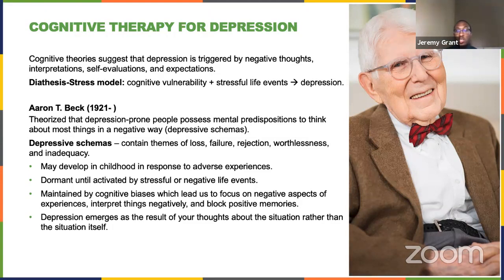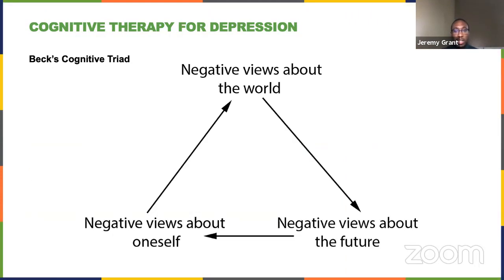And so he theorized that these depression-prone people have certain depressive schemas, certain depressive ways of thinking, certain cognitive biases that make them focus on the negative aspects of life rather than the positive ones, and interpret situations as negative in a consistent way. One of the things that he pioneered was the cognitive triad: that people with depression have negative views about the world, negative views about themselves, as well as negative views about the future. And so they think that the world is fundamentally wrong, and that their future is fundamentally doomed, and that they themselves are fundamentally imperfect and flawed.